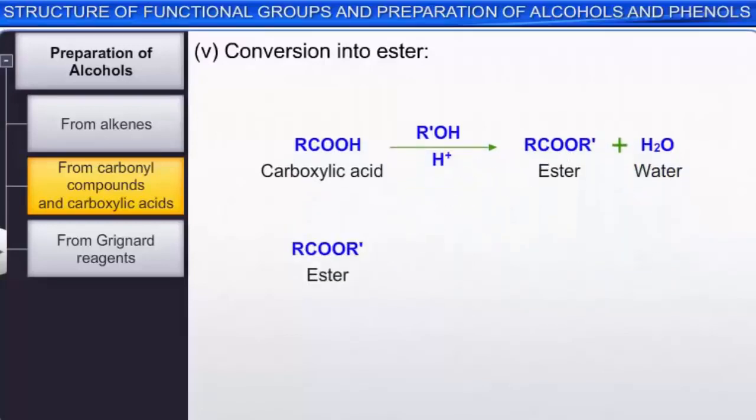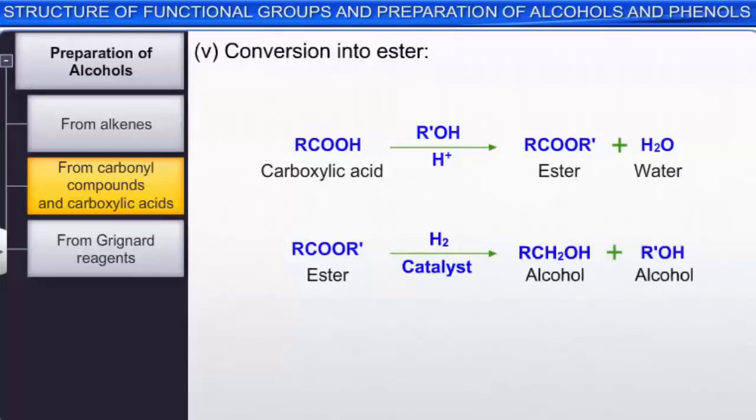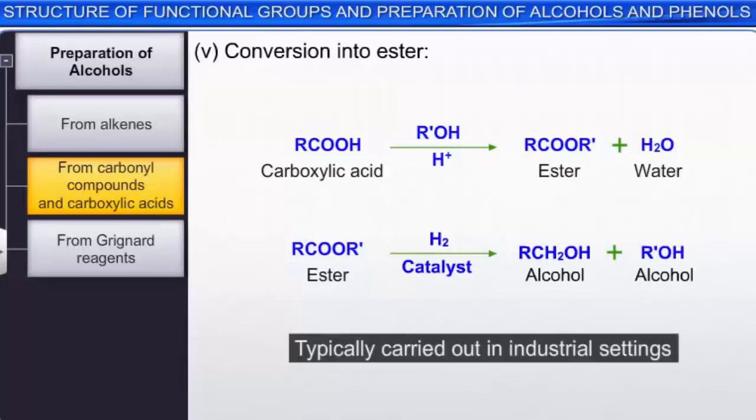Esters are much easier to reduce than carboxylic acids. The ester can be catalytically hydrogenated to form two alcohols. This process requires a specialized catalyst, which is why it is typically carried out in industrial settings.